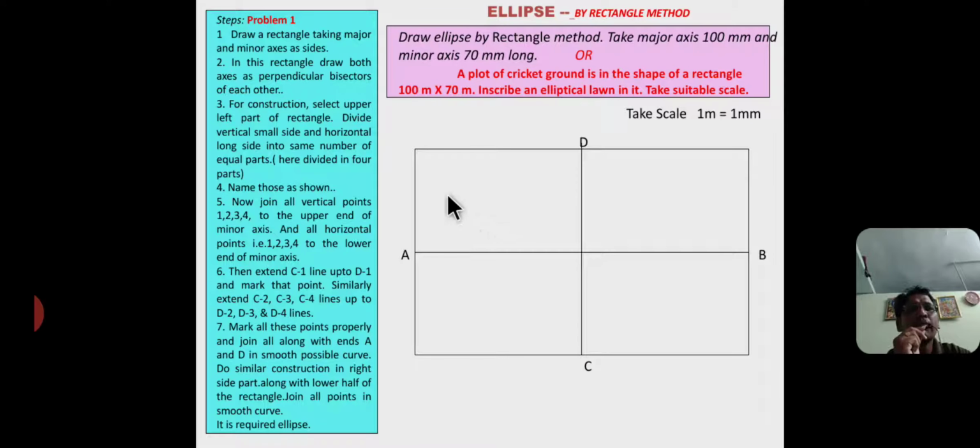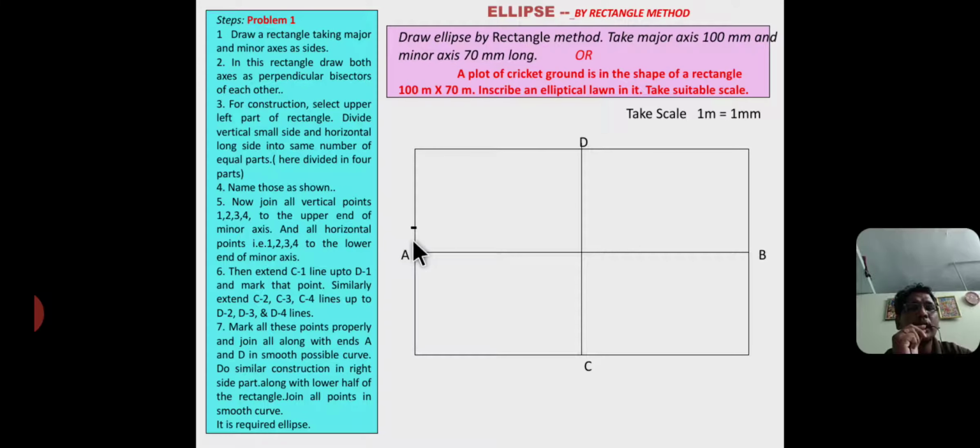For construction of the ellipse, select this upper part of the rectangle. Here I consider this part as first. Now divide this vertical line from this point to this point into some equal parts. I consider approximately 4 parts.